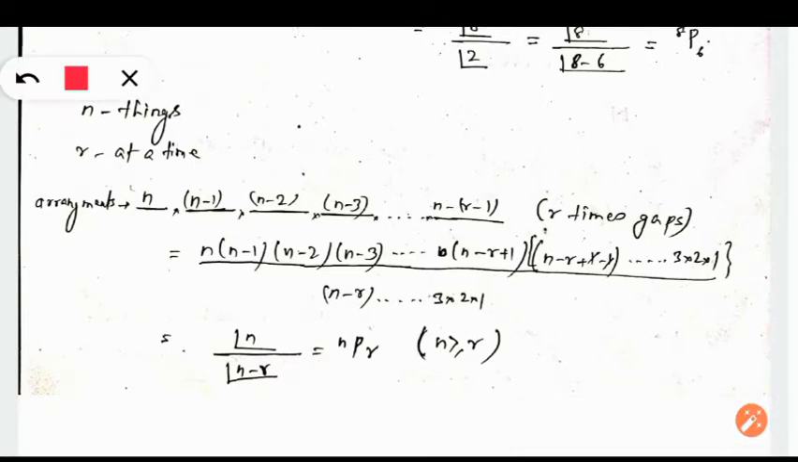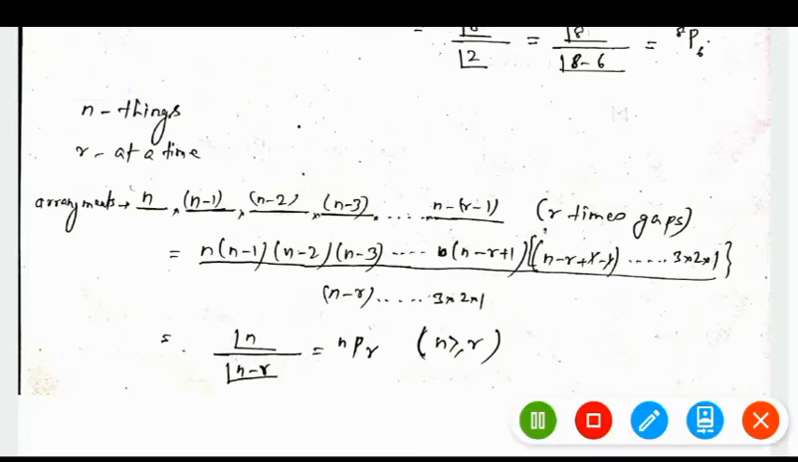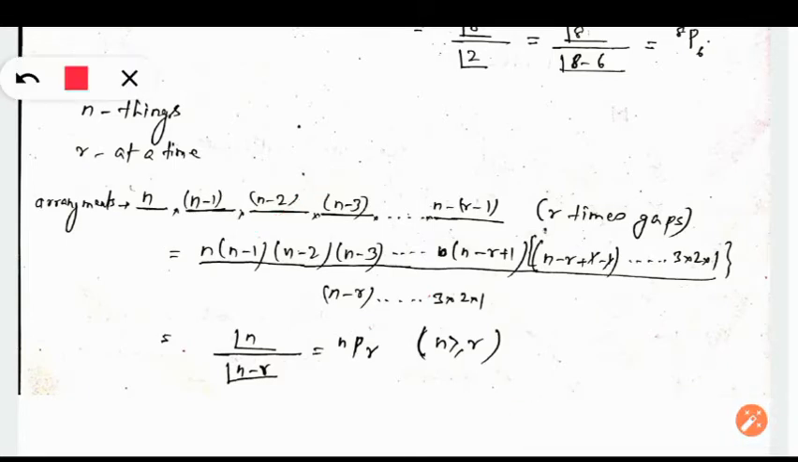Now tell me, the first place can be filled in n ways because we have n things. Similarly, the second place can be filled by the remaining things in n minus 1 ways. Similarly, the third place can be filled in n minus 2 ways, and like that. How many gaps do we have? R gaps we have, right?